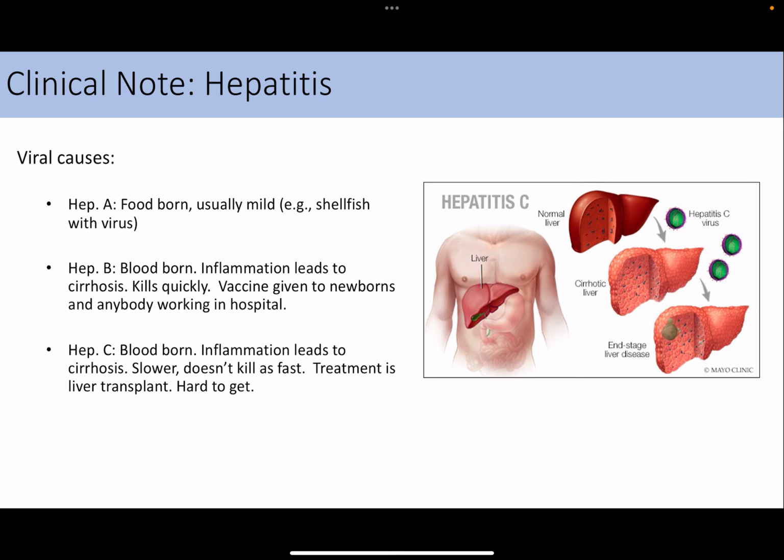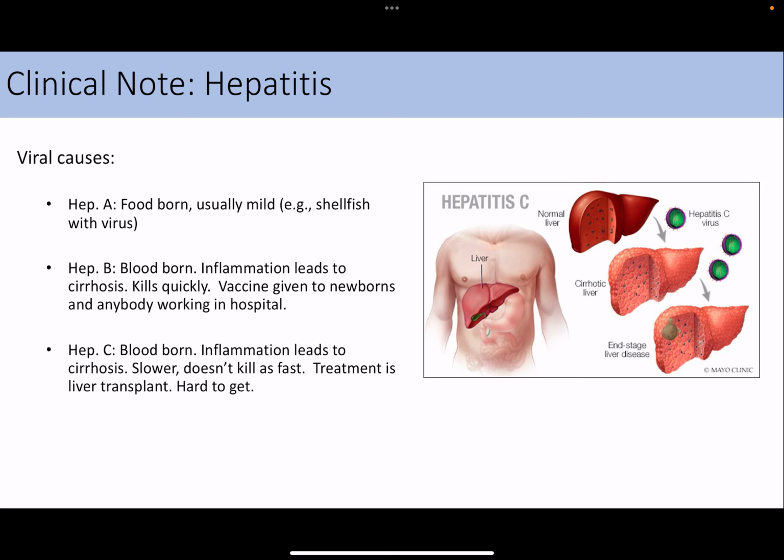But then we have hepatitis B. Hepatitis B is bloodborne, so it can be spread by sharing needles. It could be by sexual contact. It can even be from mother to baby as well. But it is bloodborne. Inflammation leads to cirrhosis. It kills very quickly. And vaccines are given to newborns and anybody who's working in a hospital.